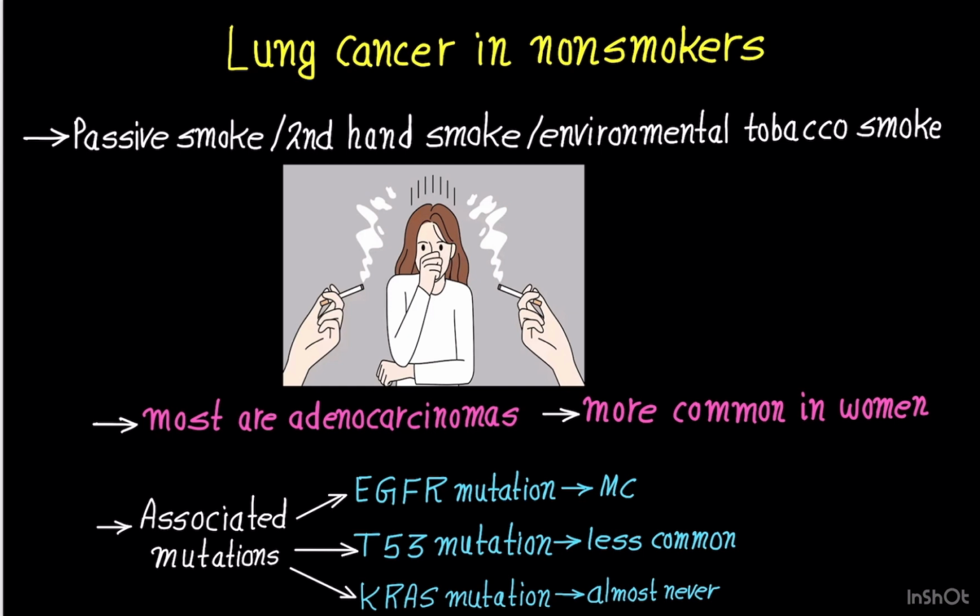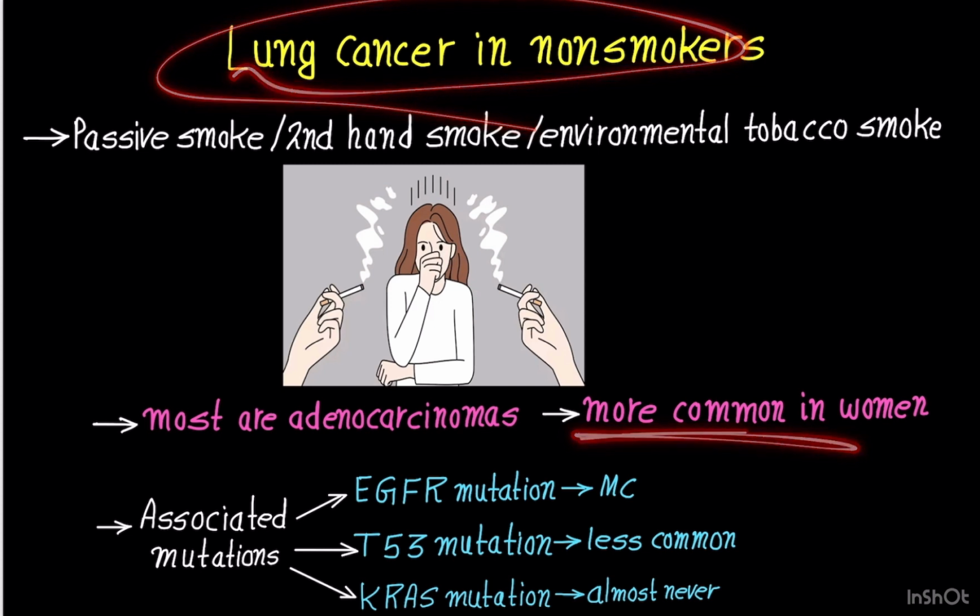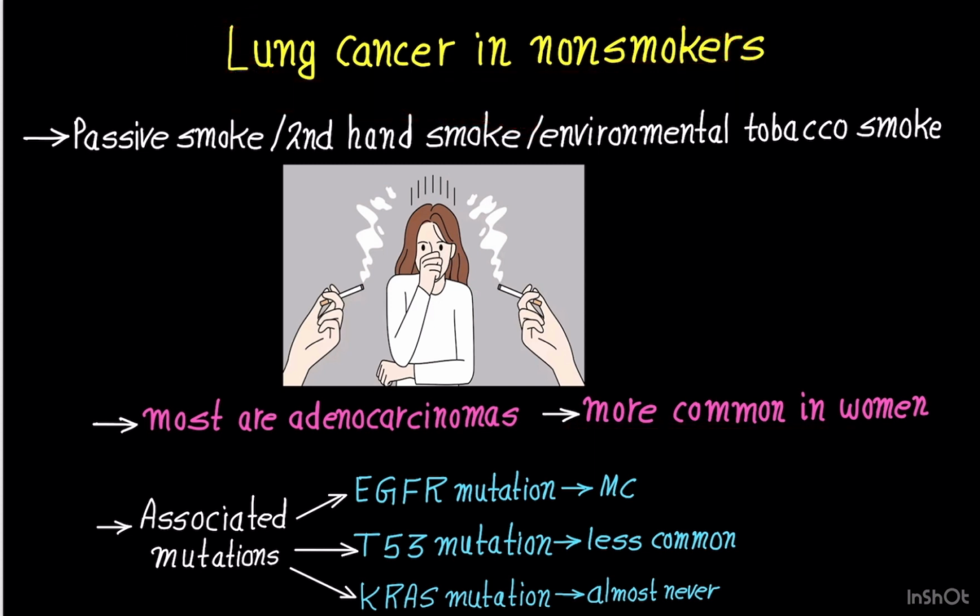Most of the cancers which happen in non-smokers are of the adenocarcinoma type, and it is more commonly seen in women, right? And the associated mutation is EGFR mutation most commonly, then TP53 mutation is also seen, but it is less common, and KRAS mutation is almost never seen.